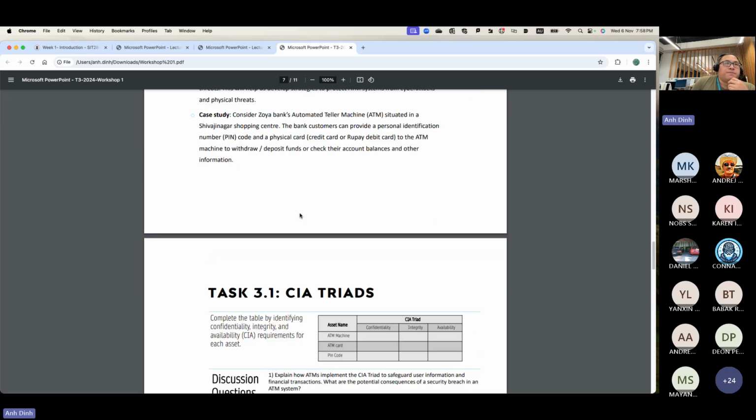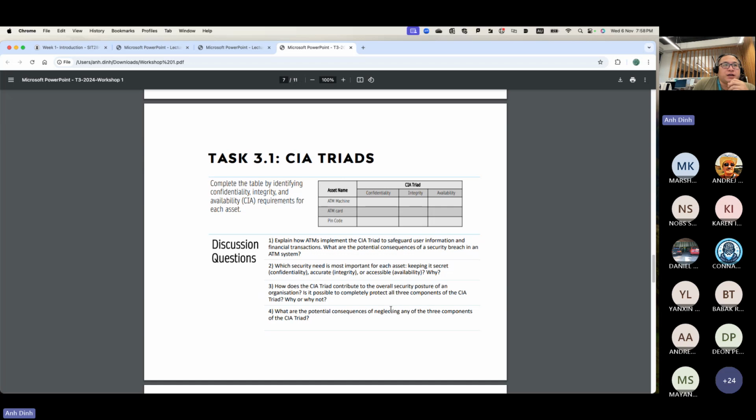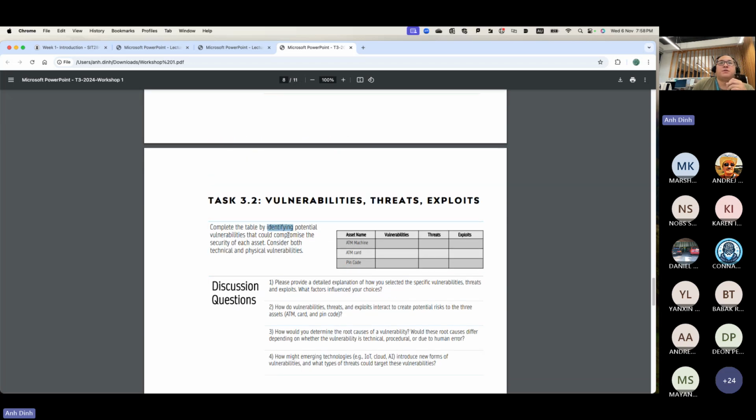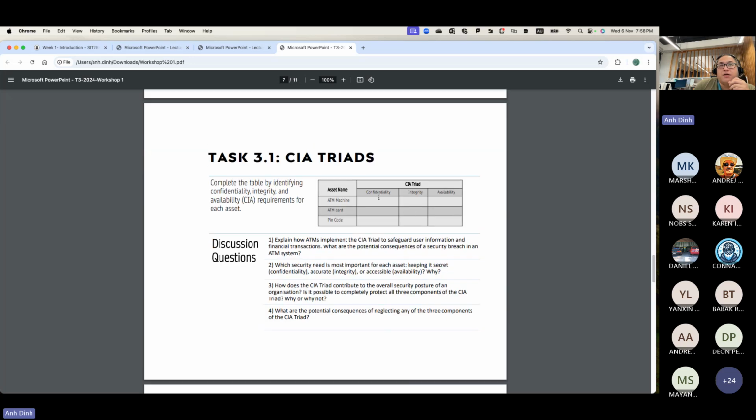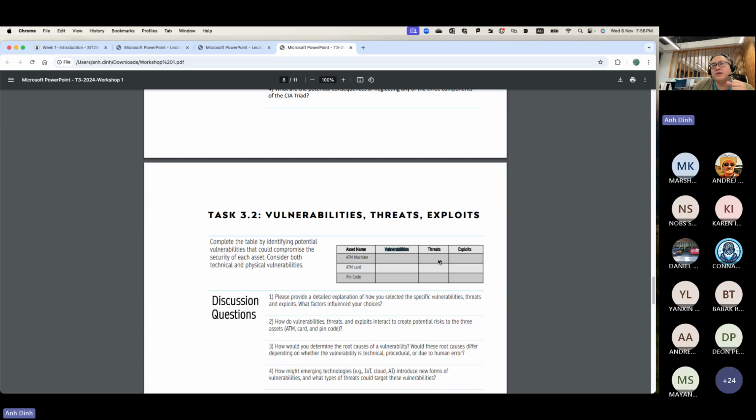Okay, so this task 3.1 is about filling this table. Task 3.2 is filling another table. And this time we're going a bit deeper, not listing the properties anymore, but thinking about the threats, thinking about the vulnerabilities, about what could go wrong with each of these assets, right? What could be the potential problem with this machine? What could be the potential problem with the PIN code? And what bad thing could happen with the ATM machine? What bad thing could happen on the card and the PIN code?